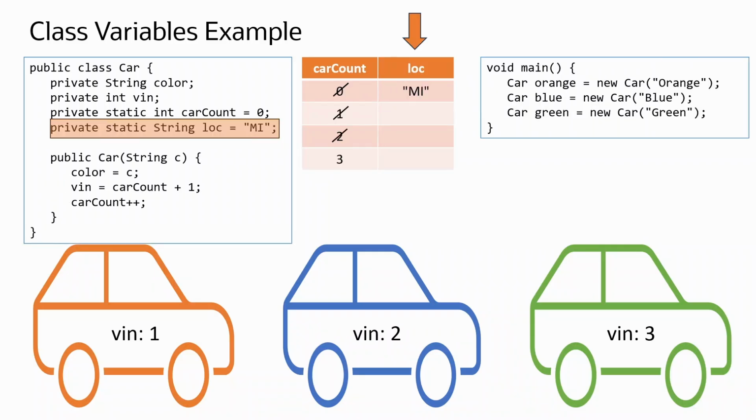All of these cars are being manufactured at the same location, so we could also have a class variable for loc, for the location of the factory. In this case, MI for Michigan.